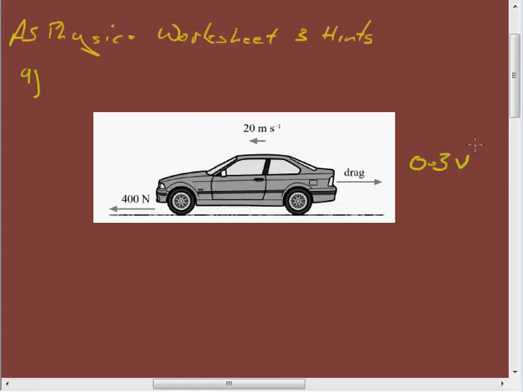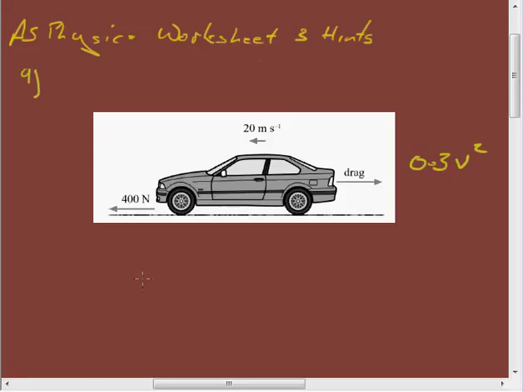The 0.3 is just a constant, which depends on all sorts of things, including the shape of the car and how dense the air is and so on. But that's a constant, and the key thing here is it depends on velocity squared. You're given the velocity here as well. It says at a particular instant the car is traveling at 20 meters per second. Calculate the net force on the car.